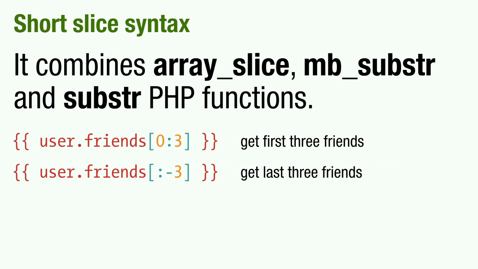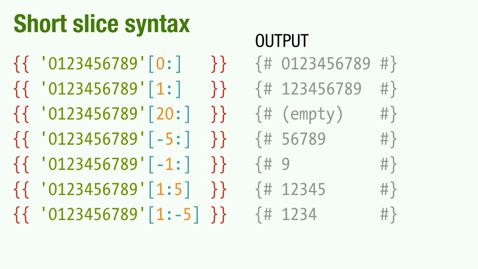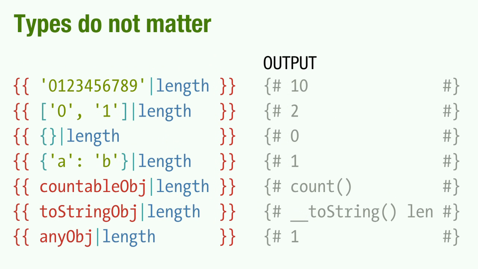Talking about, again, consistency and auto-discovery, and things that just work the way you expect them to work, we have the brackets notation, which is really a combination of array slice and substring. It works with arrays. You want the first 3 ones, the last 3 ones. It also works with strings. And actually the type does not matter. So it works with objects that implement Countable or objects that implement a toString method or any object. And the length of any object is actually 1. Why not? But the last one does not really make sense, of course.